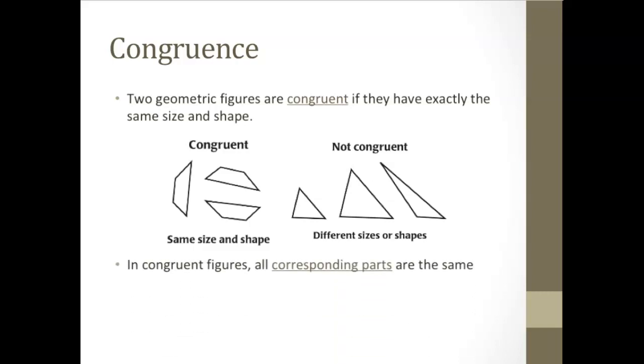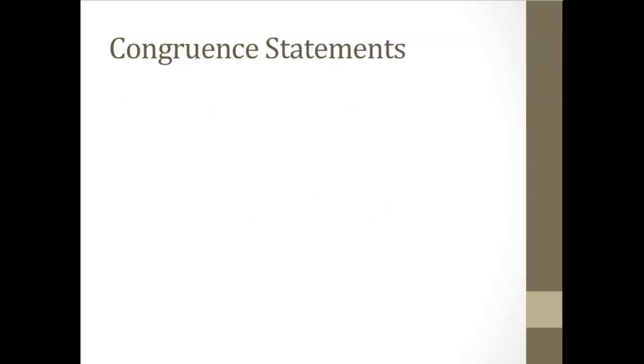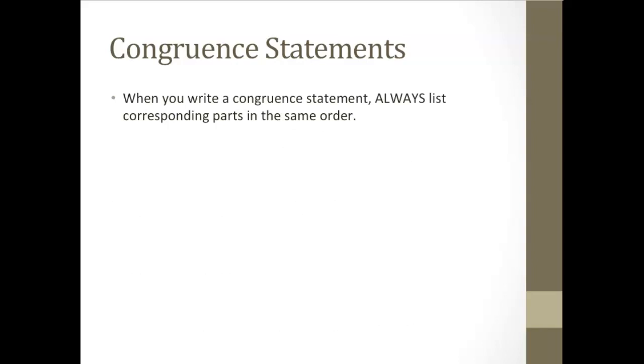So in a congruent figure, all corresponding parts are the same. That means any of the sides have corresponding parts that are the same, and any of the angles have corresponding angles that are the same. Now we can write what we call congruent statements, and when you're writing congruent statements, you're always going to list corresponding parts in the same order.